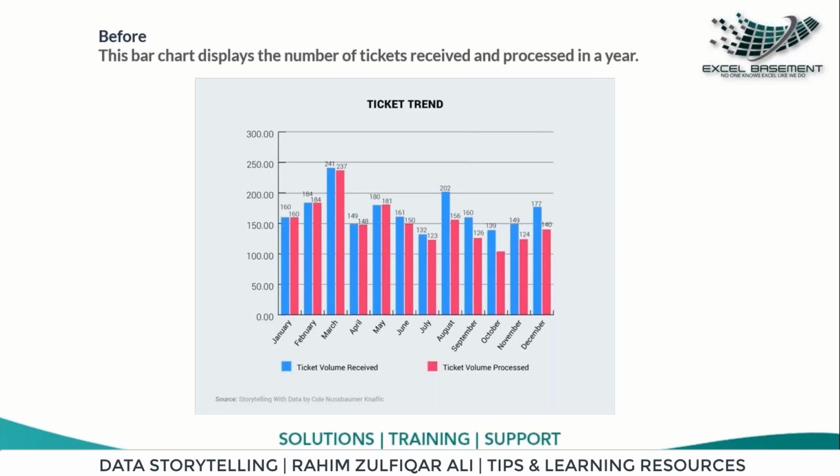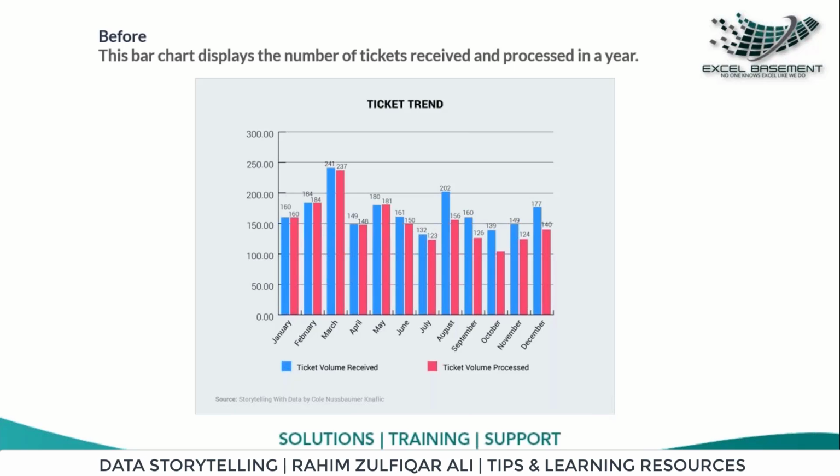The first one is ticket volume received and ticket volume processed. So there's a trend, or a comparison, between these two month-wise on different volumes. This bar chart displays the number of tickets received and processed in a year. The blue bars show the ticket volume received from the visitors or the customers, and the second one, the pink, is the ticket volume processed.